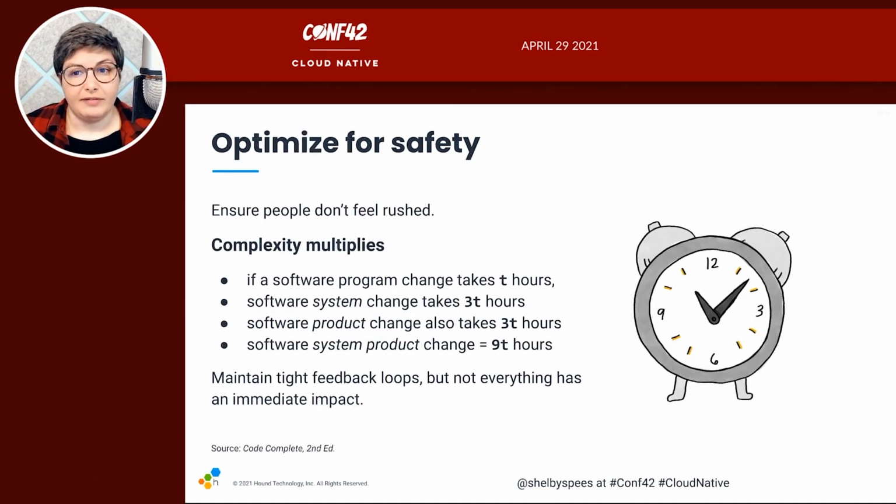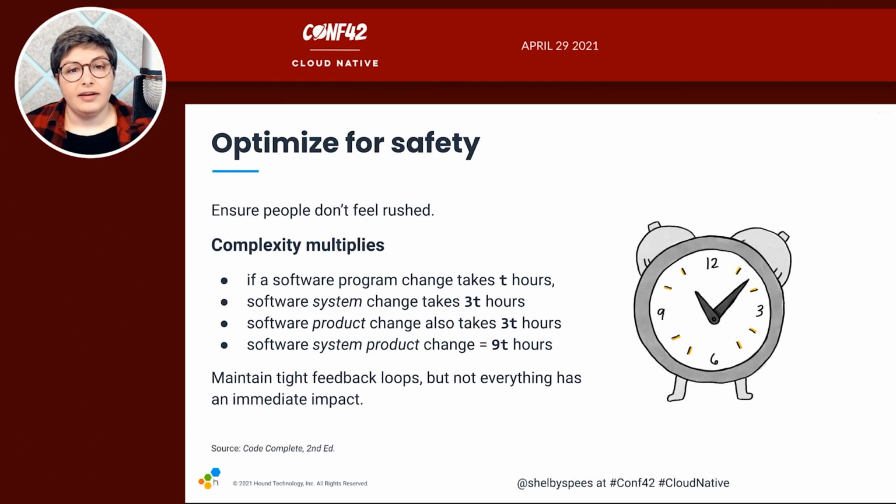Finally, optimize for safety. Ensure that people don't feel rushed, and remember that complexity multiplies. So whatever you can do to isolate variables, create tight feedback loops, and then just keep in mind that even as much as you do that, things are going to intersect in unexpected ways. Complex systems fail in really unexpected ways. And so just acknowledging that sometimes things are going to take longer than you would like. We plan to eventually migrate Kafka over to Graviton2, but we didn't do it in the time range that we wanted to, and that's okay. So just keep that in mind.